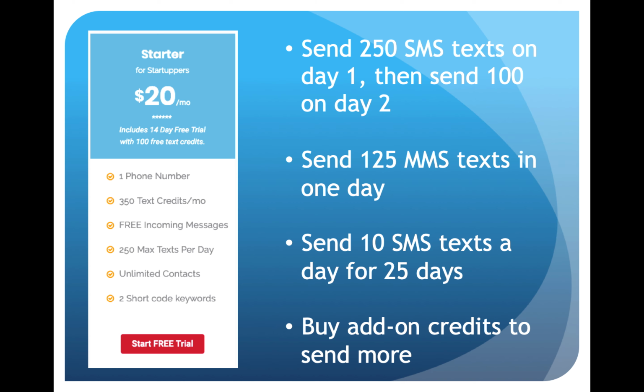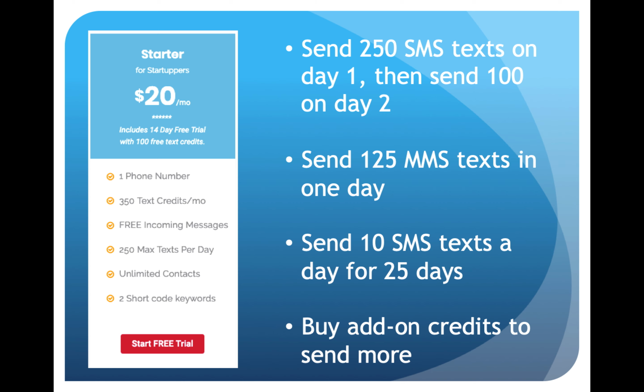So, let's say that you have completed your trial, you've used your 100 credits from your trial, and now you have been upgraded to our starter plan. You receive 350 additional credits for the month that you're free to use however you choose. So here's a couple examples. Maybe you want to send 250 SMS texts on day 1, and then you are going to send another 100 texts on day 2. And then you're out. You're out for the month.